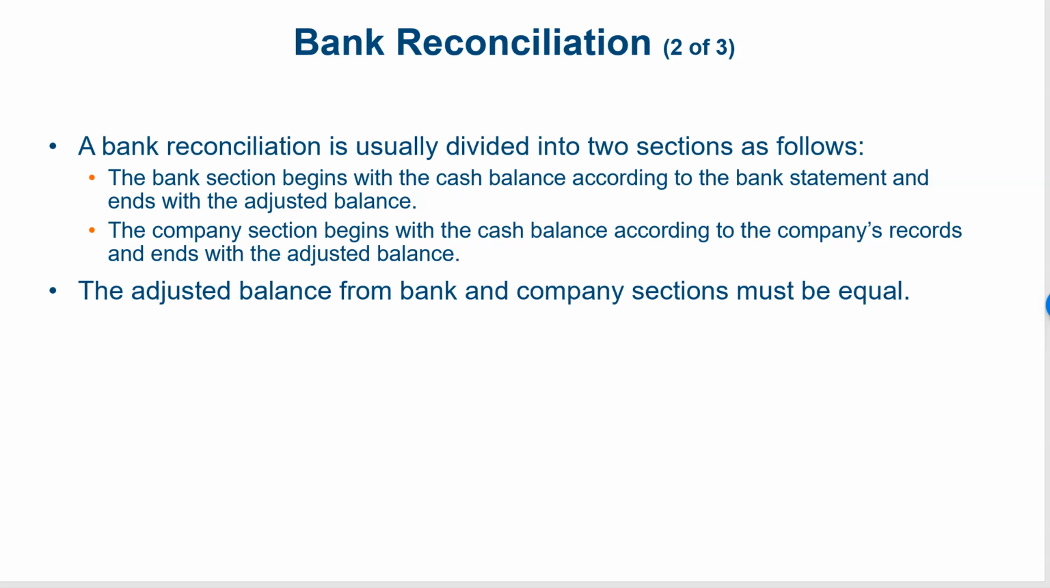So we're going to split it up into 2 sections. We're going to start with the bank balance, and then we're going to do the company balance. Sometimes you'll hear this as bank and book or bank and company, but those are the 2 sections that we're going to have, and at the end they need to be equal.